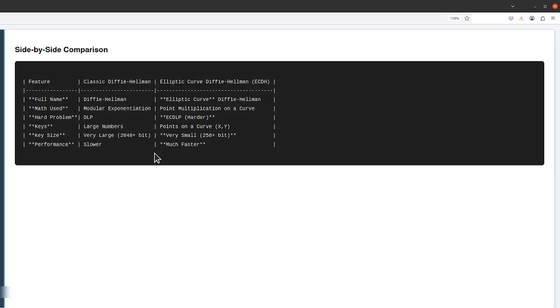Side-by-side comparison. This slide makes the distinction perfectly clear. The protocol, the recipe, is named Diffie-Hellman. The specific implementation depends on the mathematical ingredient used. The classic version uses modular exponentiation, while the modern version uses elliptic curve point multiplication. Because the ECDLP is a harder problem, it allows us to achieve the same security with much smaller keys, leading to a massive performance increase. When people say Diffie-Hellman in a modern context, they almost always mean ECDH.